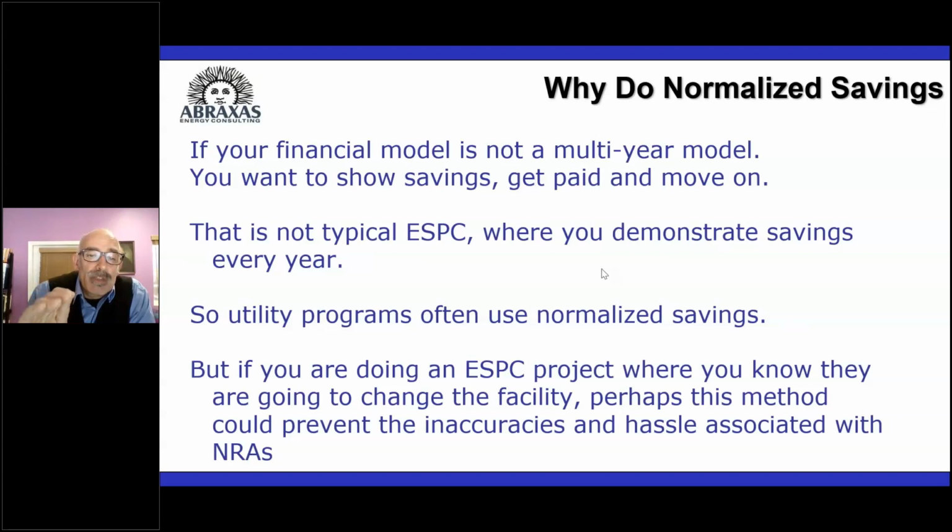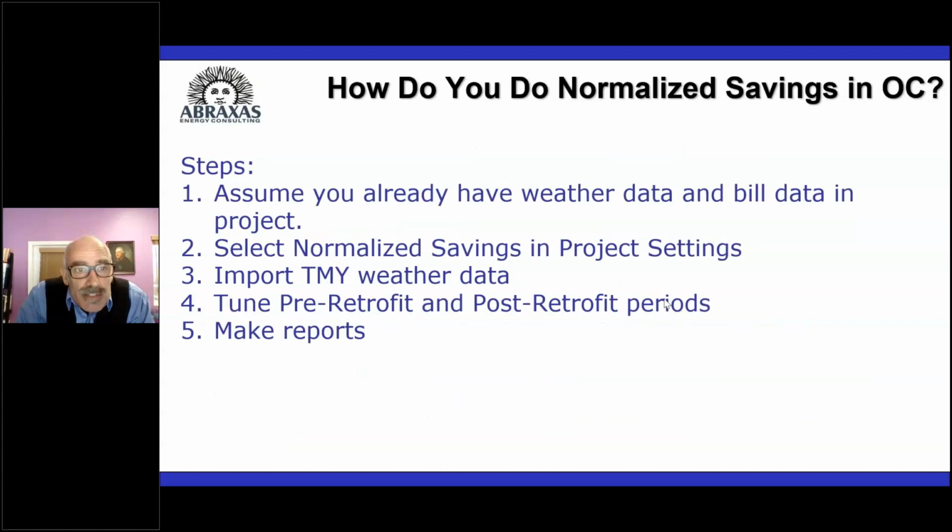Another method they could have chosen would be to do option C and then do this normalized savings approach. So how do you do it? Well, these are the steps, and I'm not going to read them because that's boring. I'm going to show it to you. I'm going to take you through this step by step. But first, I guess I should say, what is option C?